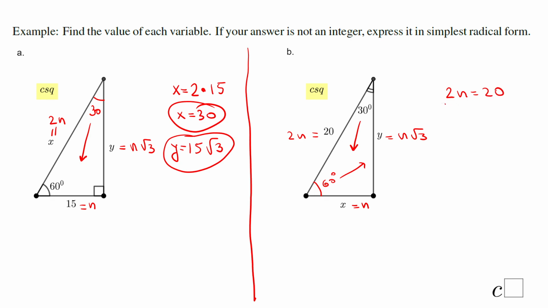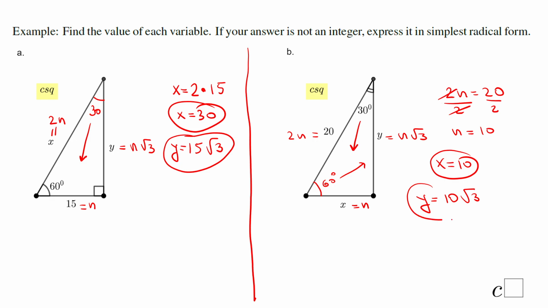To solve for n, I'm going to divide by 2. So n equals 20 divided by 2, 10. By knowing n now, we know x, right? Because x is nothing else than n. So x will be 10. What about y? Y also very simple. You see now it's n square root of 3, and it's this 10. So it's going to be 10 square root of 3.